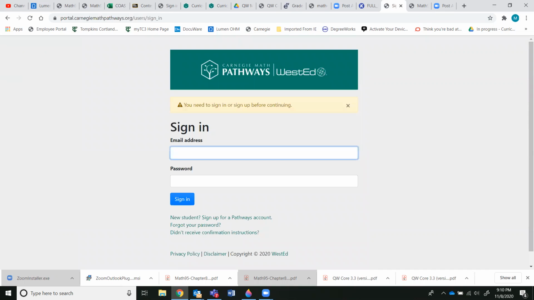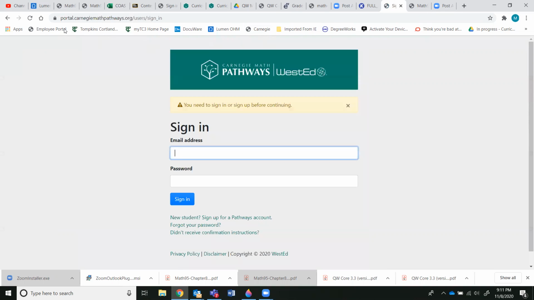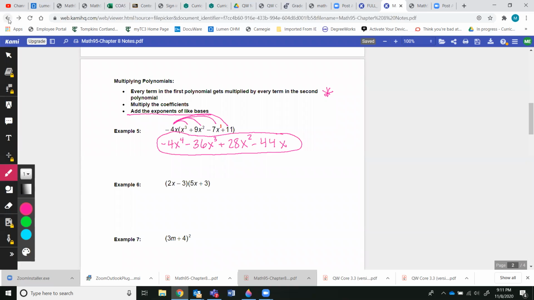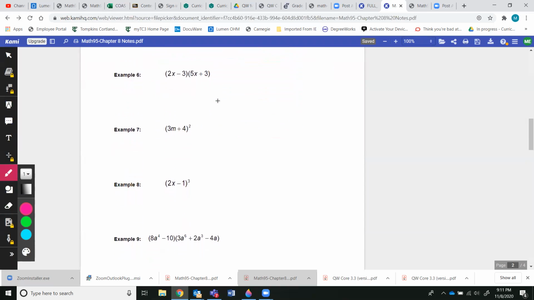Okay, example 6 we did not do. Oops, hang on here. Let's go. Oh, where are we? All right, there we go. Let's try this again.